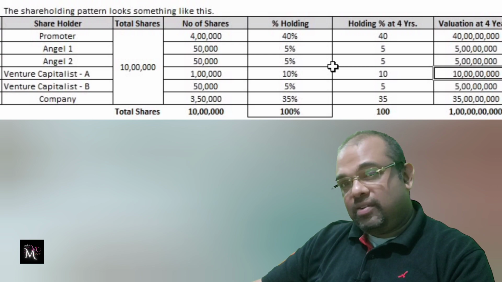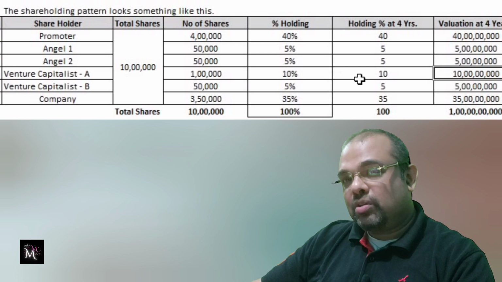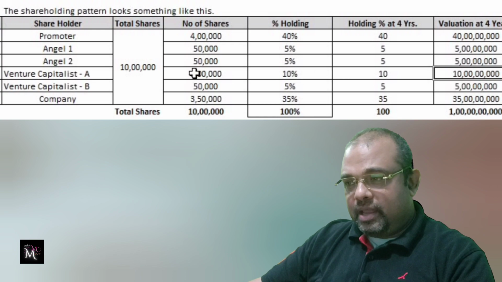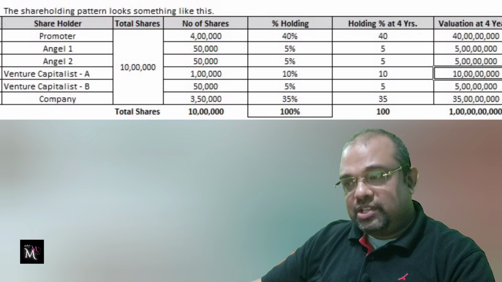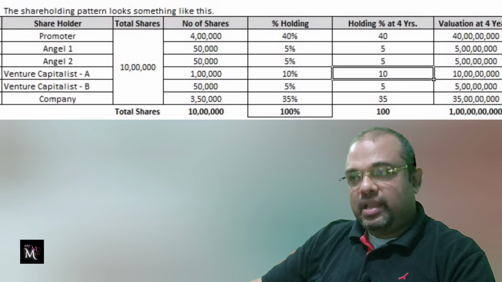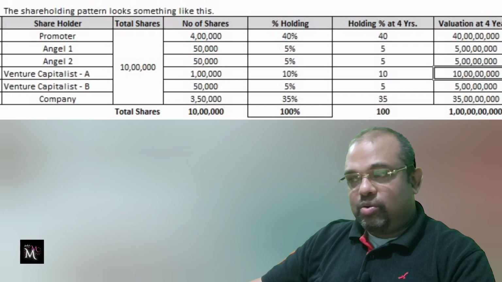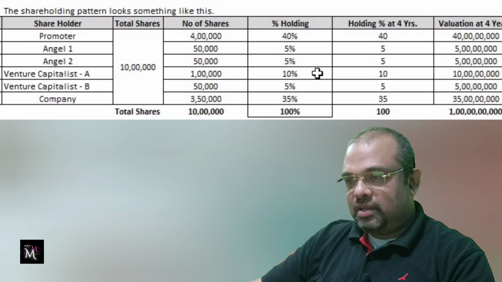Remember, he had put in 2 crores initially. We saw this in episode 2. If you go back and see episode 2, you will find the venture capitalist initially put in 2 crores for a 10% stake. Now that 2 crores has become 10 crores. Okay, that's 5 times appreciation.